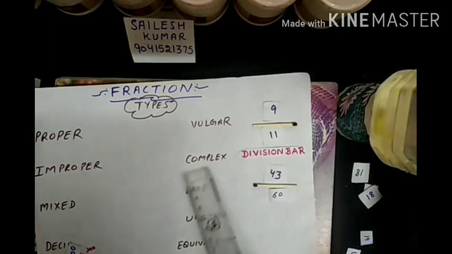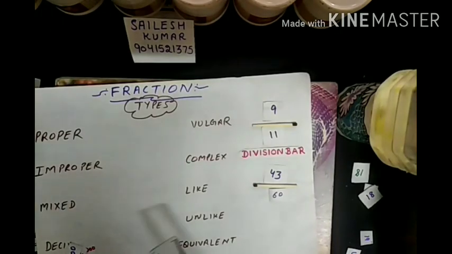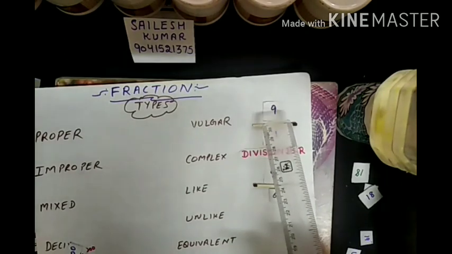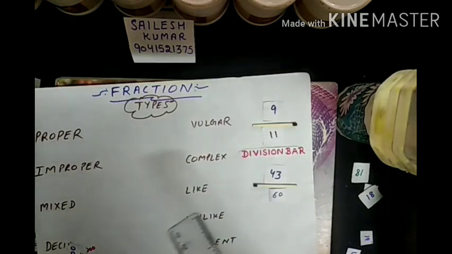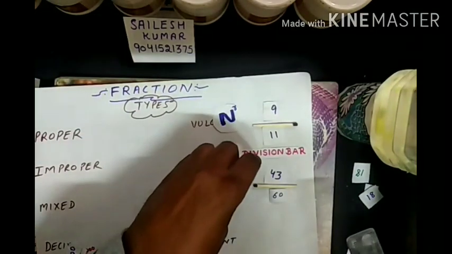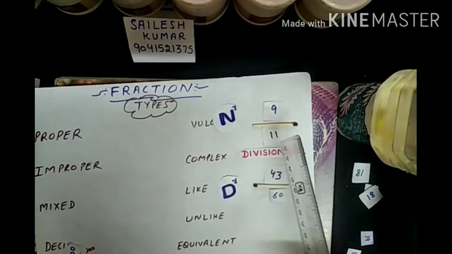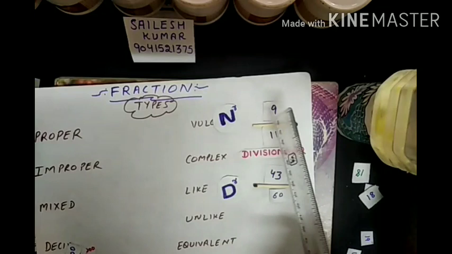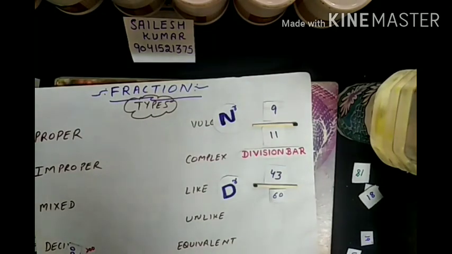Now the complex fraction. In a complex fraction, this is a division bar, and above the division bar, in the numerator portion, and in the denominator portion, there is a presence of fractions. Clear? In the numerator there is a separate fraction and in the denominator there is a separate fraction. If you see any fraction of this type, then you can say that this is a complex fraction. Its name is complex fraction.